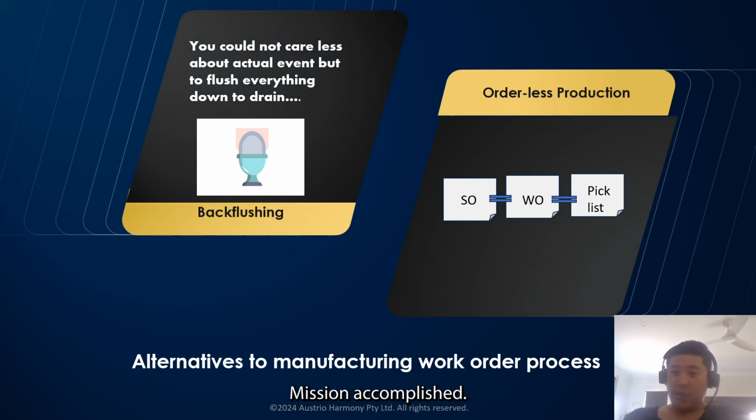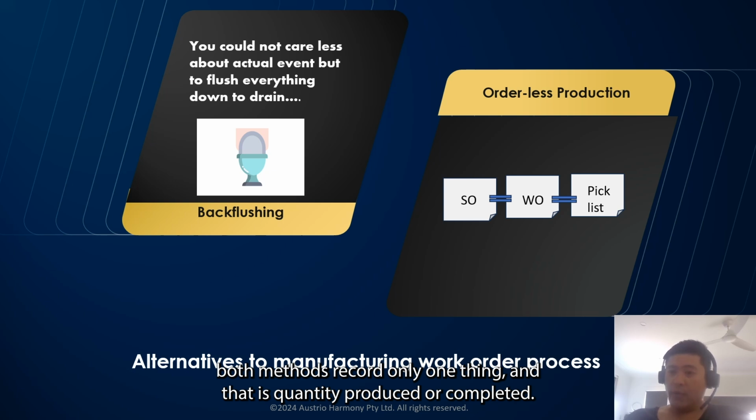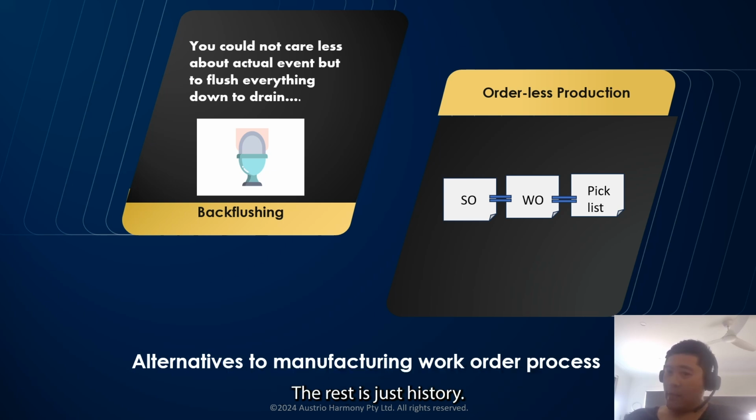Mission is accomplished when flushing the toilet. What matters is our basic needs are fulfilled. This is exactly what backflushing or orderless production is doing in manufacturing. Instead of micromanaging every stage of the work order process, both methods record only one thing, and that is quantity produced or completed. The rest is just history. And what matters is the product is ready for fulfillment.